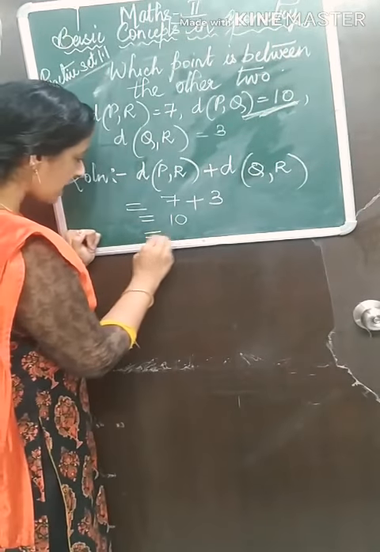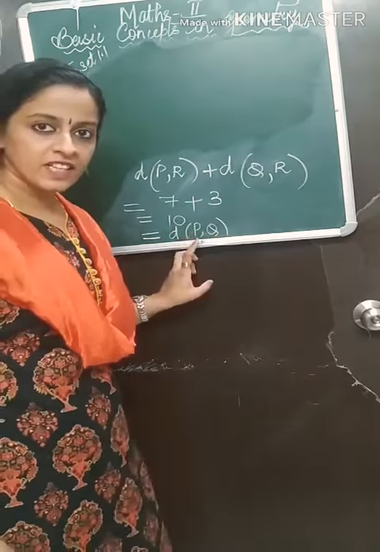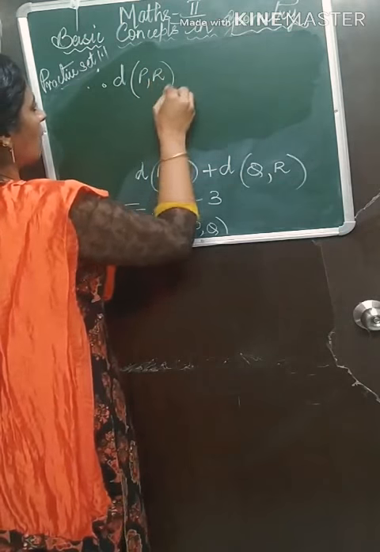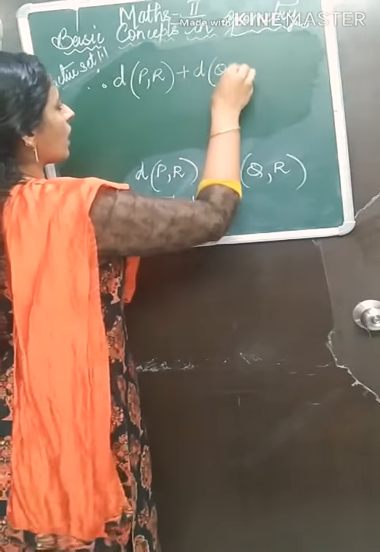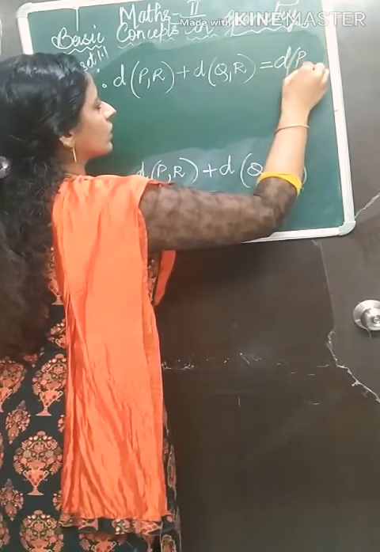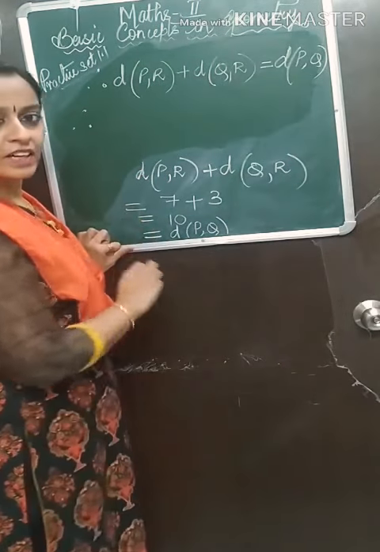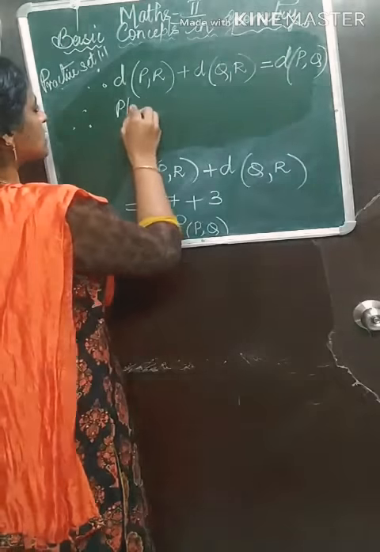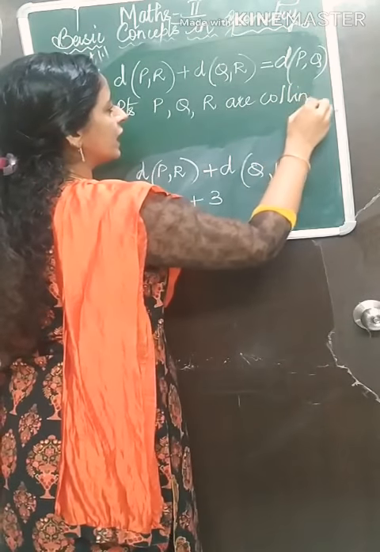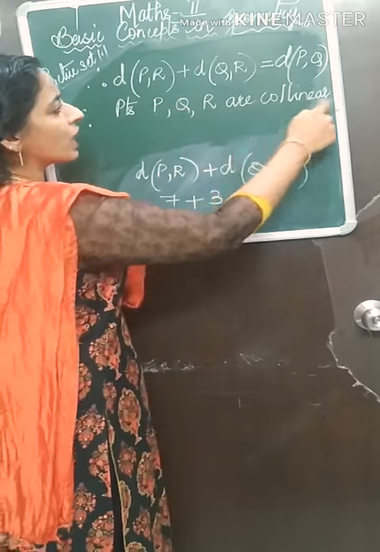This 10 is the distance between P comma Q. This step you will write: therefore, distance between P comma R plus distance between Q comma R, which you got as 7 plus 3 equal to 10, is equal to distance between P comma Q. Therefore, if the distances are equal, points P, Q, R are collinear. They lie on the same line.